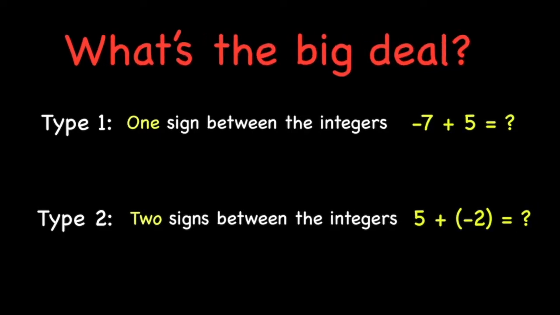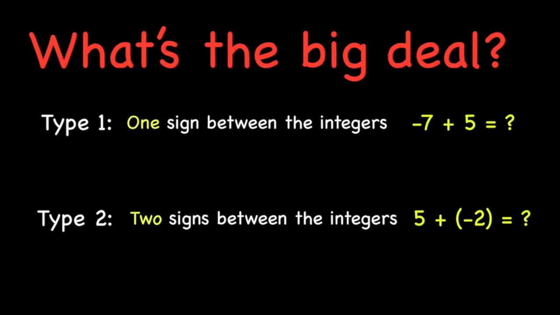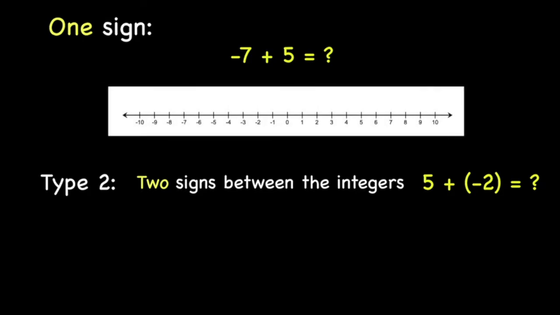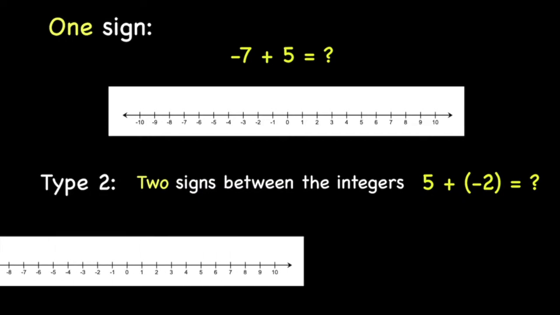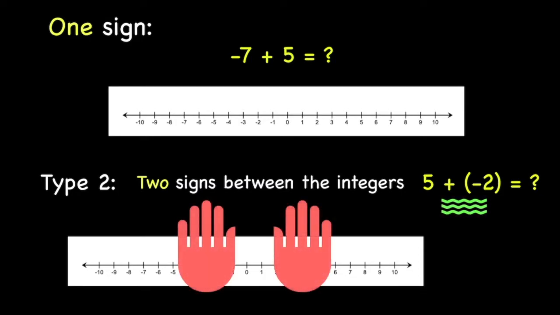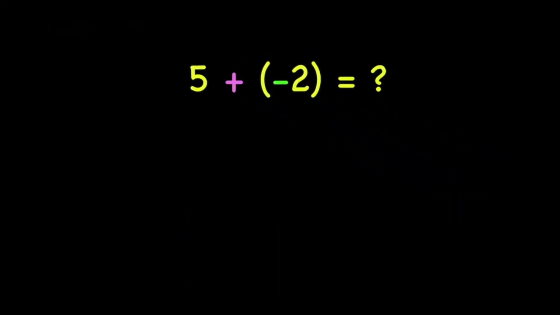Now, you may ask, what's the big deal? Why am I pointing this out? Well, I'll tell you what the big deal is. When you have just one sign between integers, you can go to the number line. So here we would go to -7, we would face to the right, move 5 digits, and we would end up at -2. However, when there are two signs located between integers, we are not allowed to go to the number line. Just remember, two signs, these two hands come up and block you from using the number line.